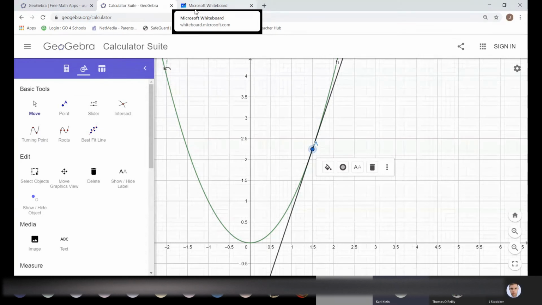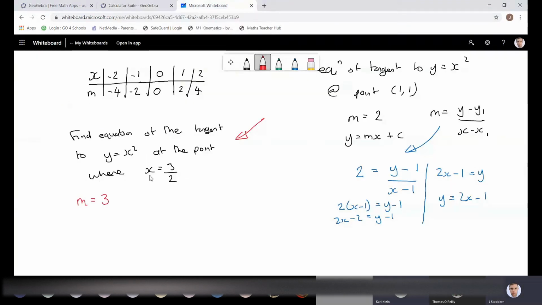3 over 2 squared is 9 over 4. Perfect. So I know because it's on the curve y equals x squared. We know that the y value is going to be 3 over 2 squared, which is 9 over 4, which is 2.25. But I'm going to leave it as fractions.